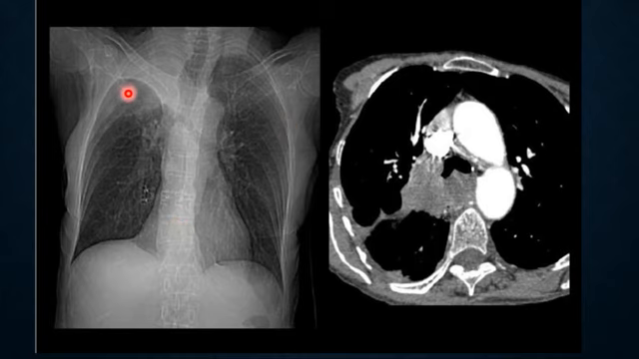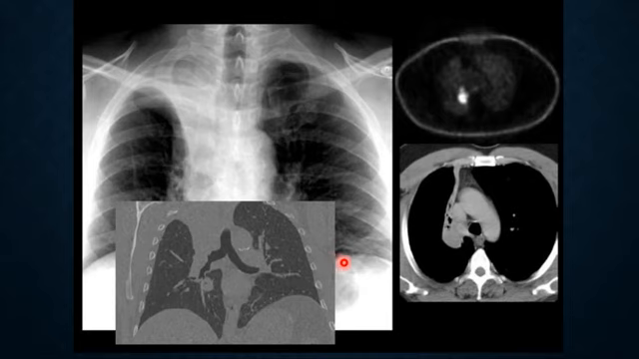Another example, you can see the opacification of the right upper lung zone, and the CT scan shows this big right hilar mass that extends into the parietal pleural surface, okay?